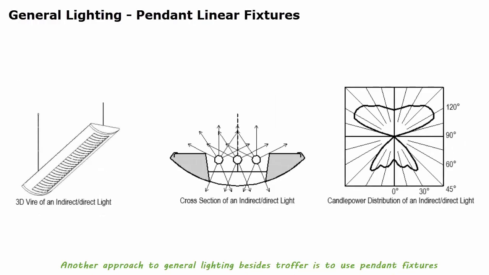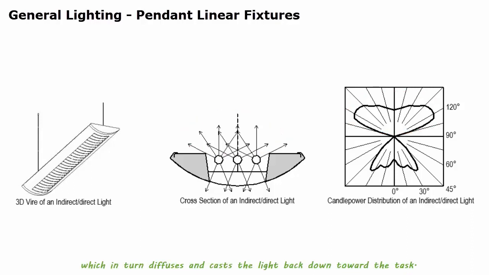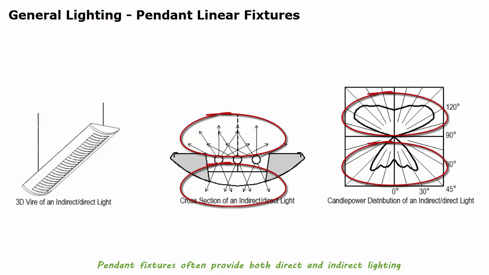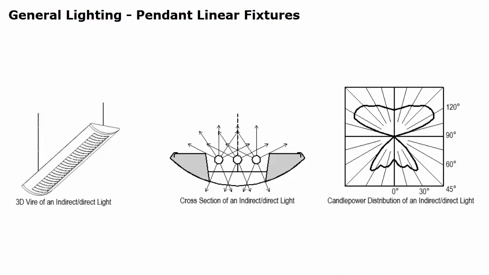Another approach to general lighting besides troffers is to use pendant fixtures that are suspended from the ceiling. They distribute light mainly upward to the ceiling, which in turn diffuses and casts the light back down towards the task. Pendant fixtures often provide both direct and indirect lighting to minimize glare on computer screens and create a soft, inviting, and even light environment for occupants.